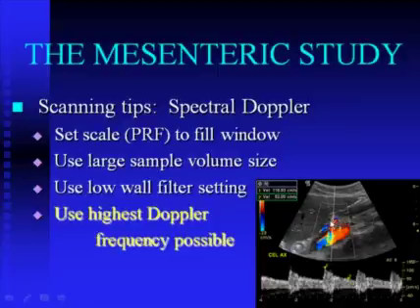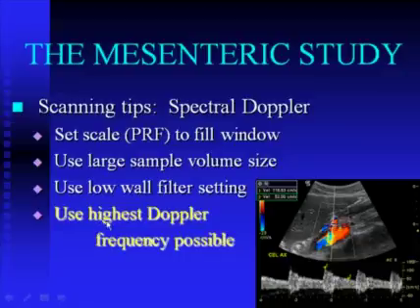There will be vessel motion, and if the sample volume is large enough, even a little bit of vessel motion, it will stay within the sample volume and you get a continuous signal. If you have a very small sample volume and your vessel moves in and out of the sample volume, you'll get an interrupted signal and it will take you much longer to complete the examination. You want your wall filter settings for spectral Doppler set relatively low so you can see all of the diastolic flow that may or may not be present.